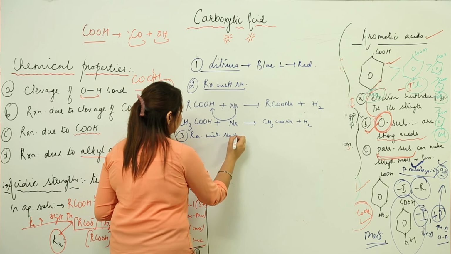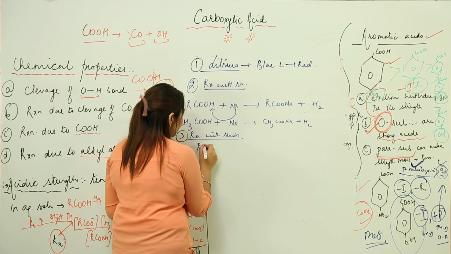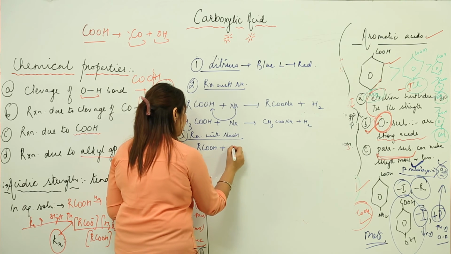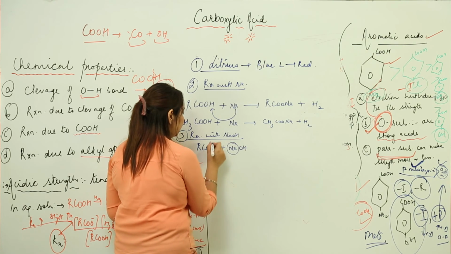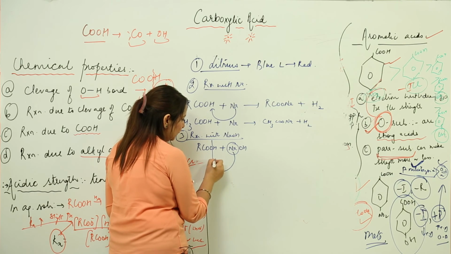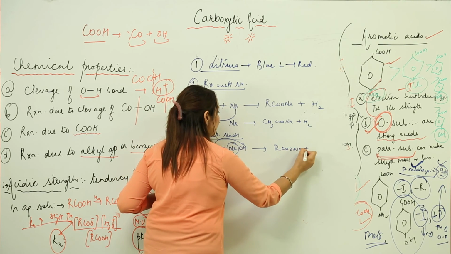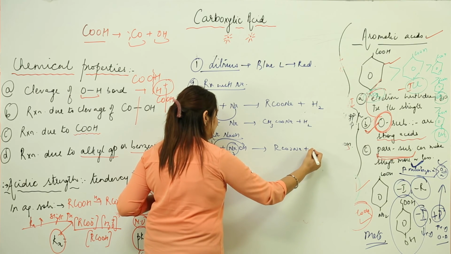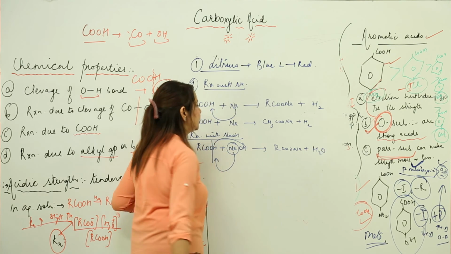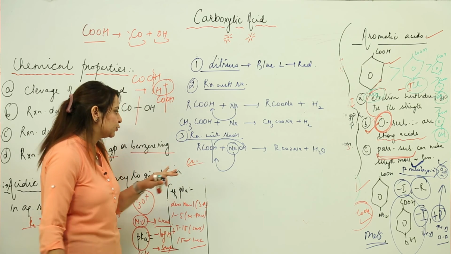Likewise we can react with a base also, a metal hydroxide. In this case also, the same thing is going to happen. It will get cleaved from this side and replace this, and H and OH are going to form water. We get the same sodium salt of the carboxylic acid. Along with that, the byproduct changes from H2 to H2O.